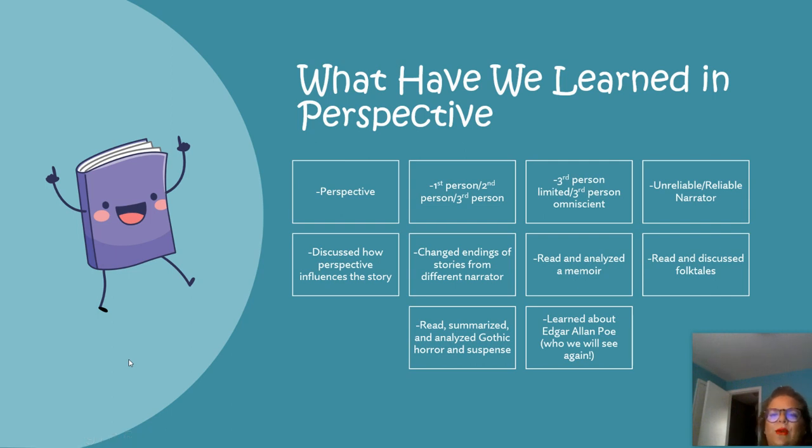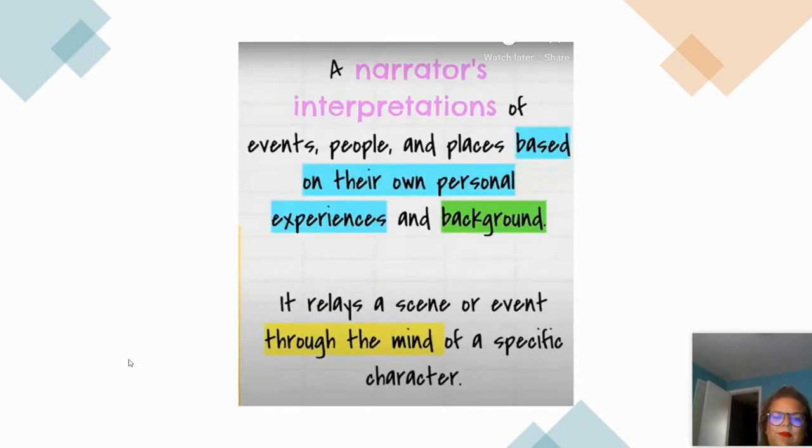Understand that there can be more than one side to the story. So, this is kind of just an overview of all of the things that we've learned so far: first, second, third, reliable, unreliable, limited, omniscience. We've read tons of things: folk tales, we've read gothic horror. We've just had a ton of things.